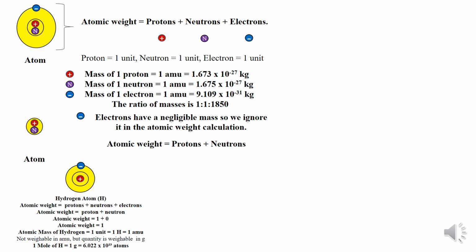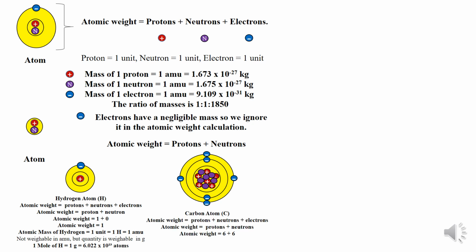So 1 mole of hydrogen is 1 gram, which contains Avogadro number of atoms. For further details on the mole concept and Avogadro number, you can watch my video on the topic mole and Avogadro number. In the case of the carbon atom, atomic weight is 12. So 1 mole of carbon is 12 grams, containing Avogadro number of atoms.